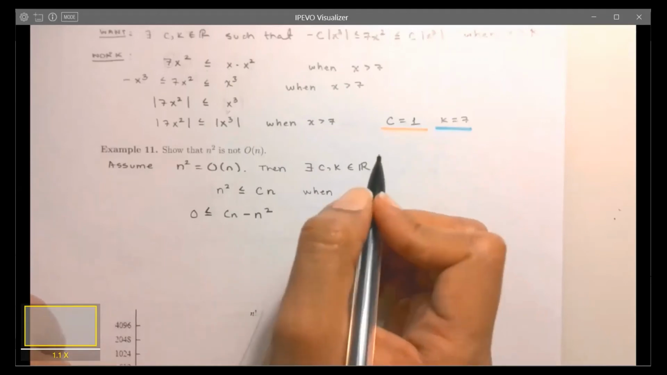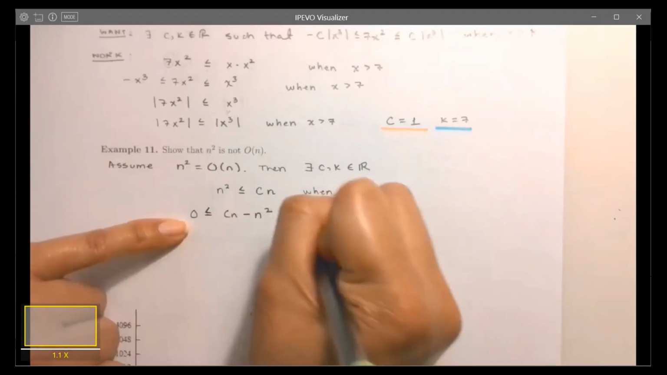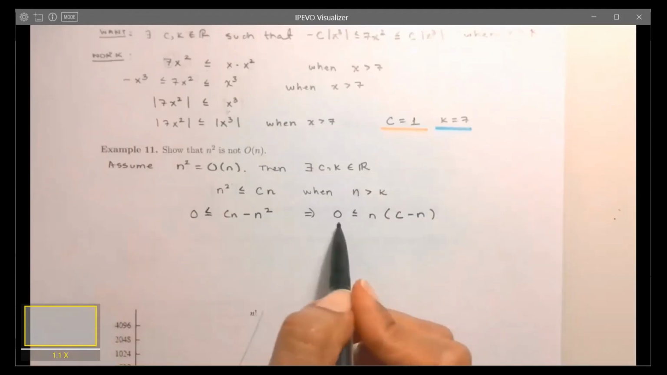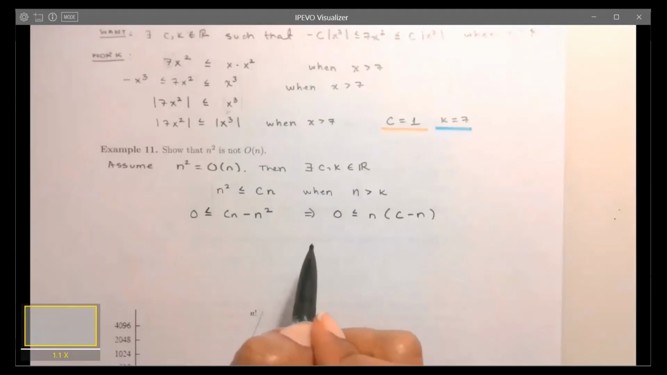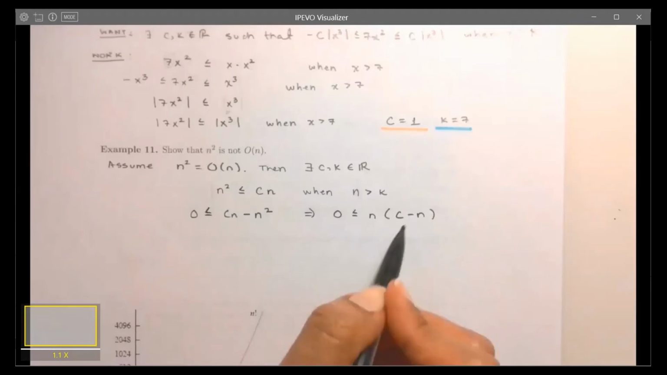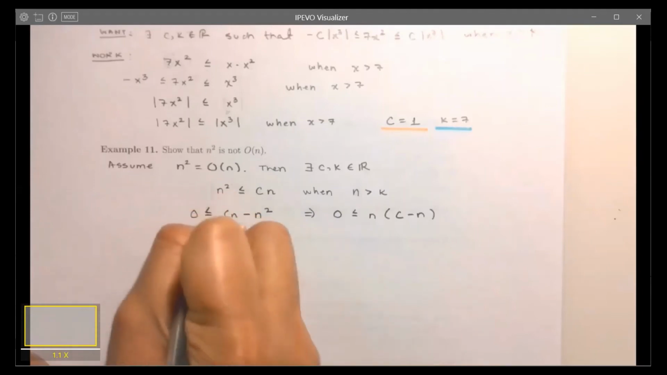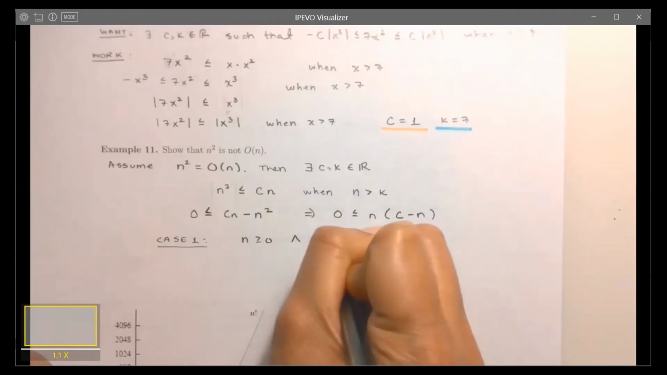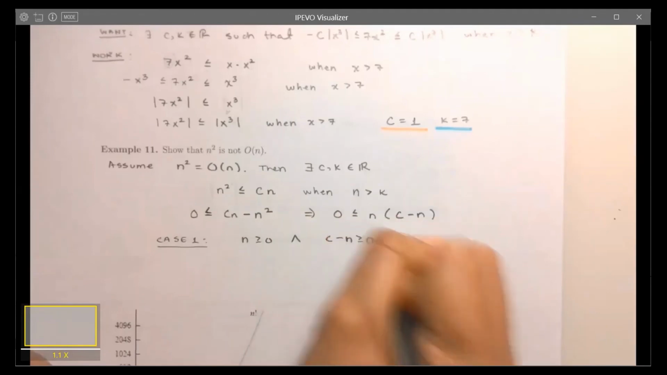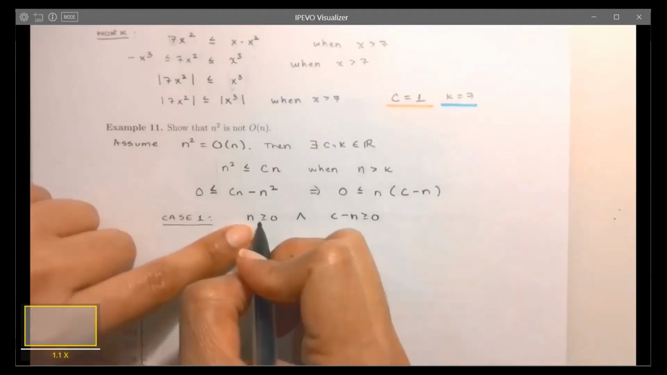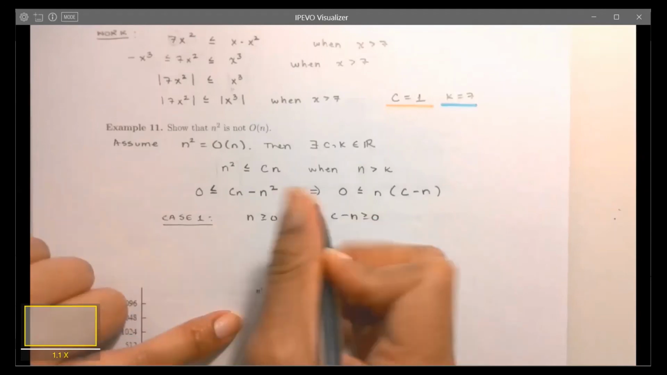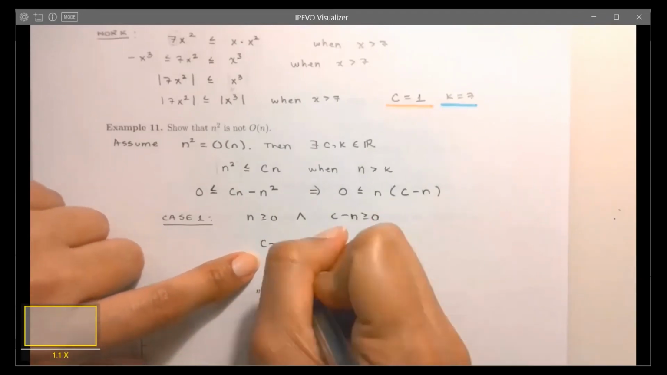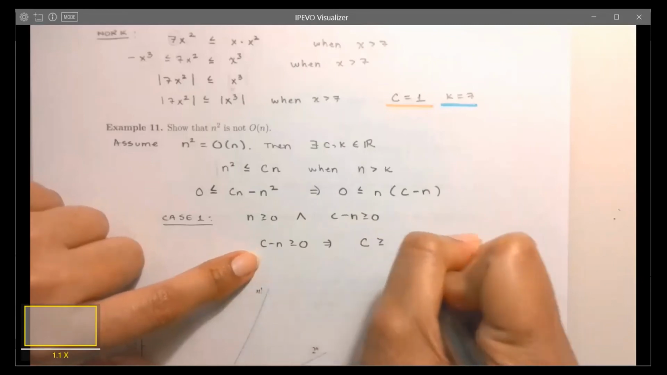So what that means is that if I factor out the n, I'm going to have n times (c minus n) is greater than 0. And that would mean two possibilities. The first case is that n is greater than or equal to 0, and c minus n is greater than or equal to 0. Let's see if we reach a contradiction there. One thing I can conclude is that c minus n is greater than or equal to 0. If I add n to both sides, I'm going to have that c is greater than or equal to n.